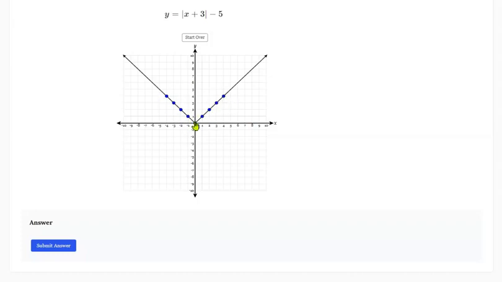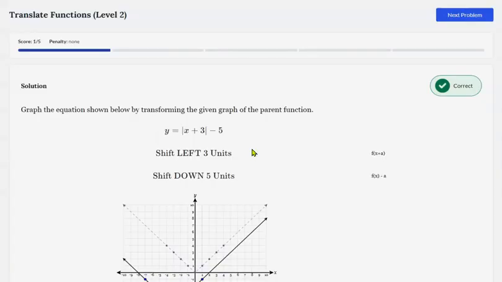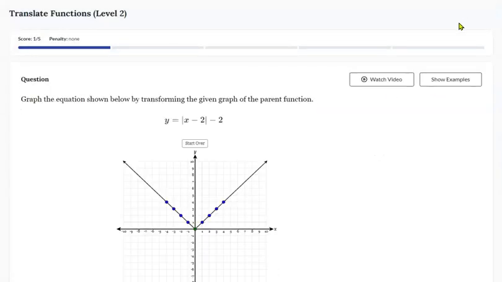So the green button can make a shift 3 units left, which is what +3 inside the group means, and then the -5 outside the group is a shift 5 down. So I've been able to move the entire function by just clicking that green button.